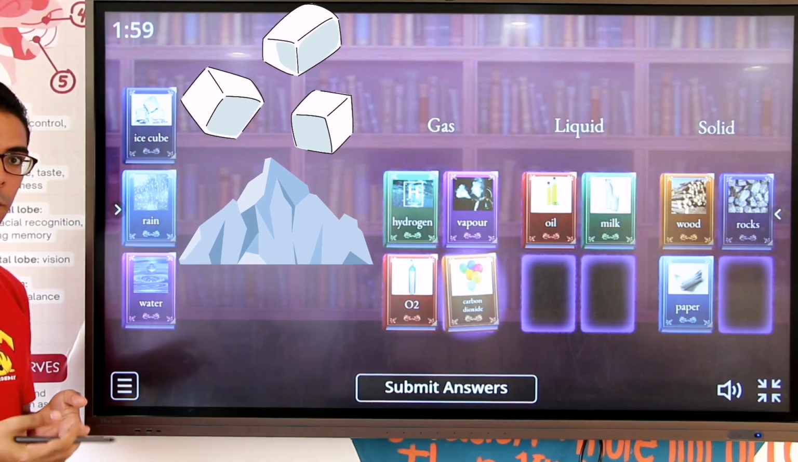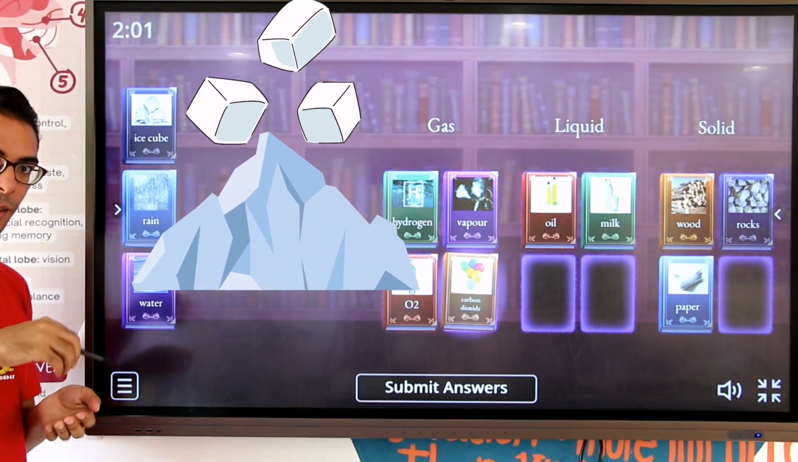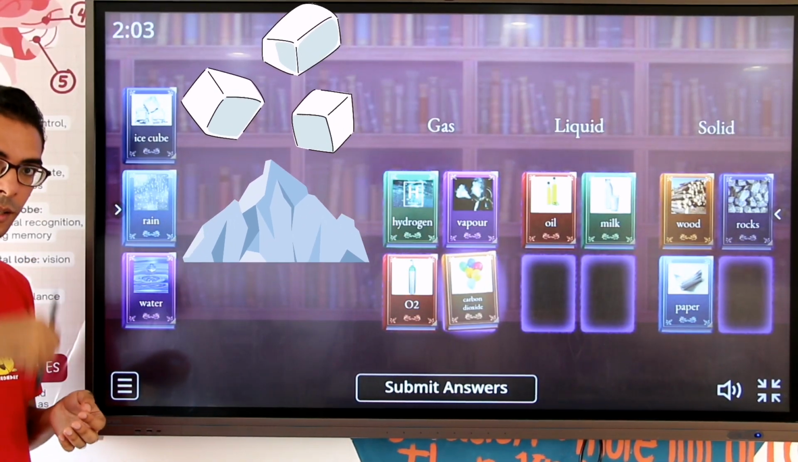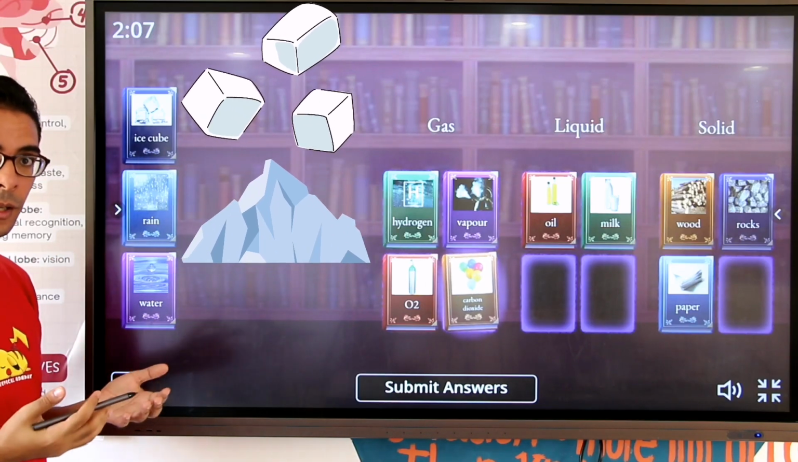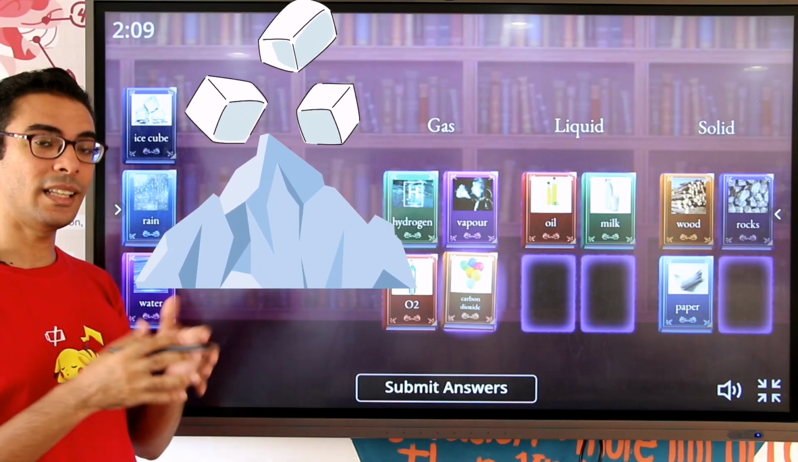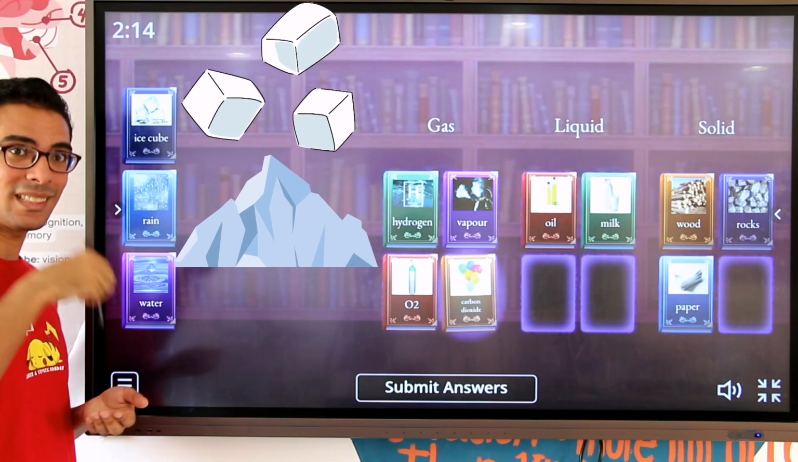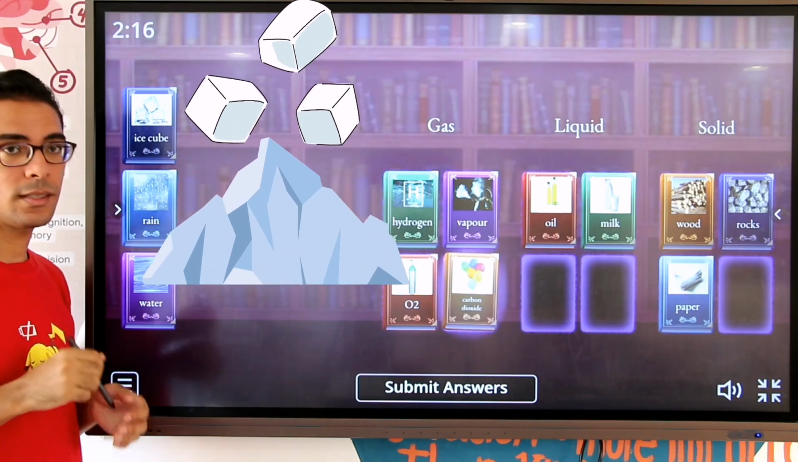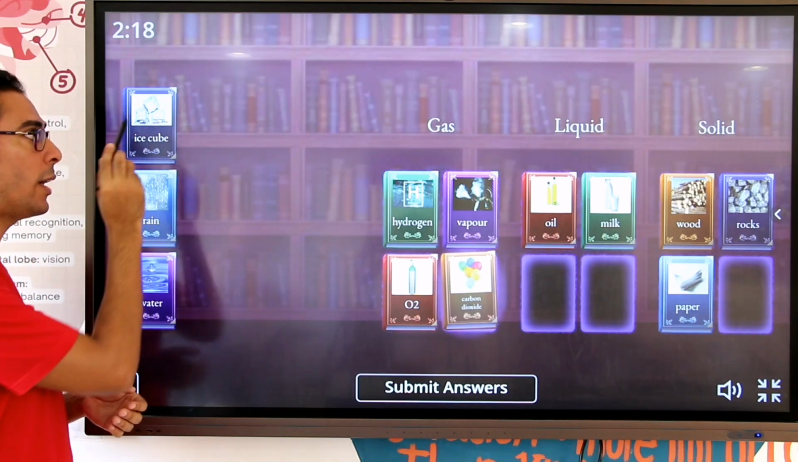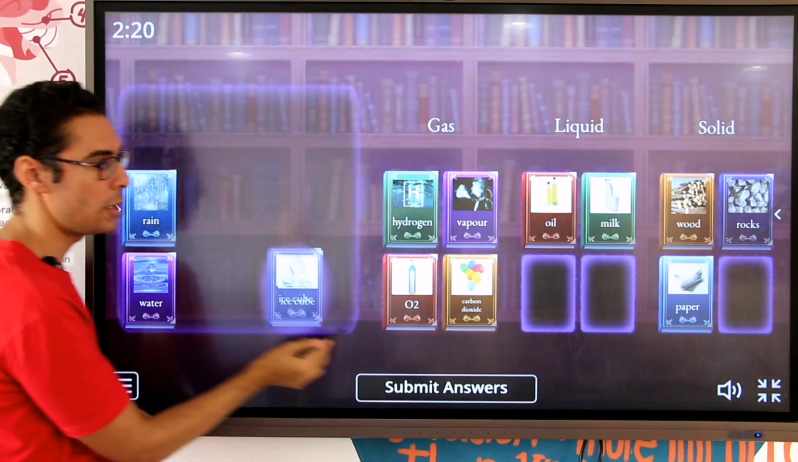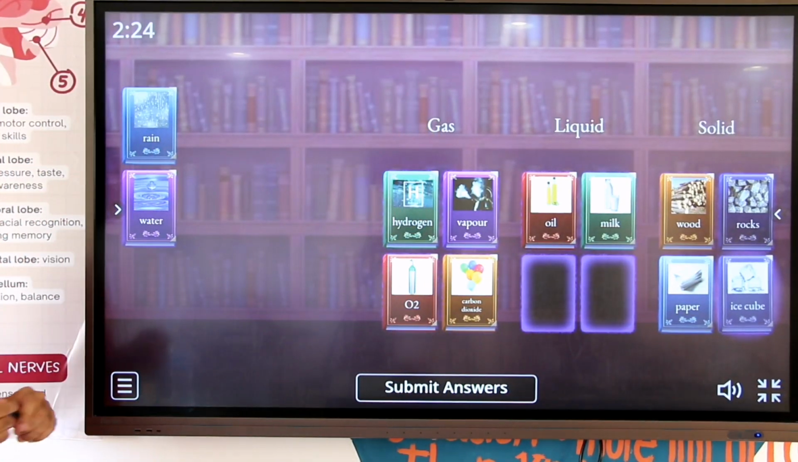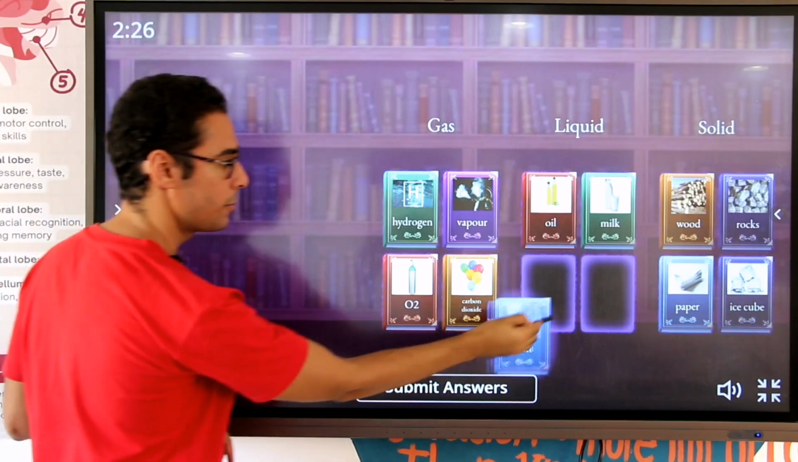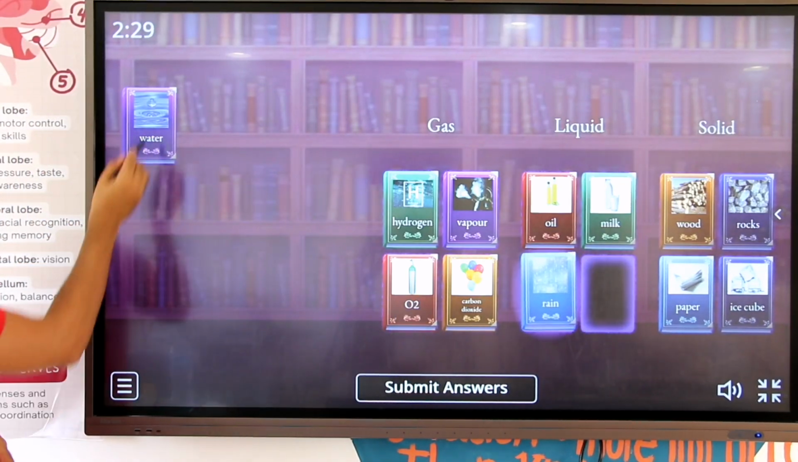I know the ice cube is made up of water, but this kind of material in the current situation found in a solid state. I know the water normally or generally is found in a liquid state. But is it the current state right now? I guess it's not the current state. The current state right now for the ice cube going to be solid. And then the rain, which represents a liquid. The final one going to be the water.